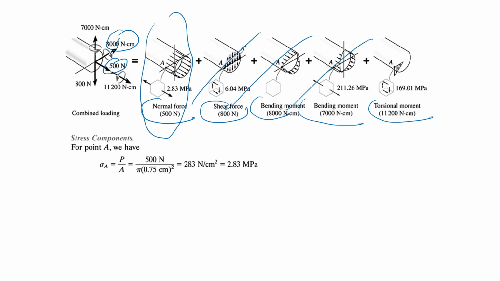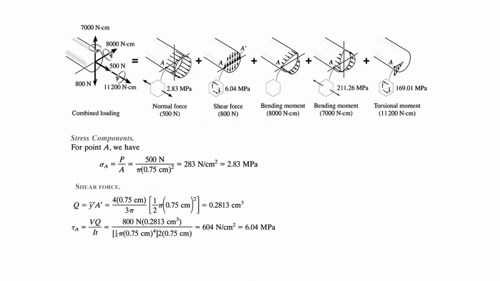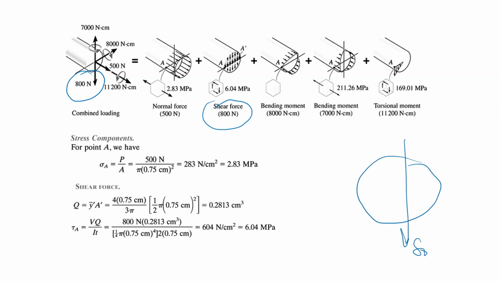Well, we have a normal force 500, which is positive. 500 divided by the area gives you a positive normal stress component. Next, we come to shear. We have a shear, as you see. Well, the shear force is 800 newtons in this direction.